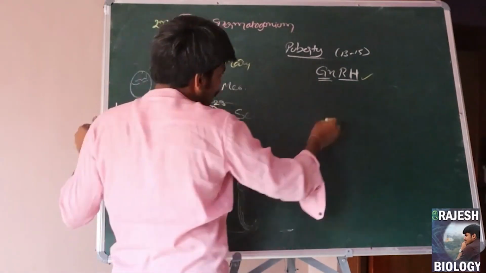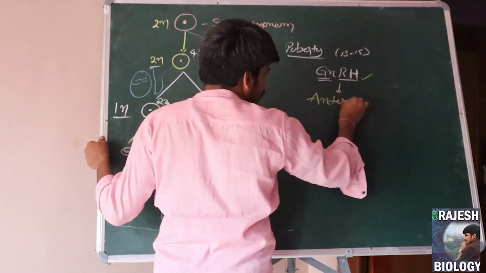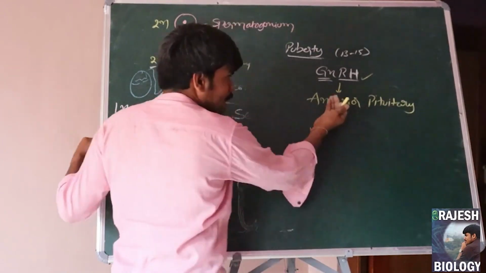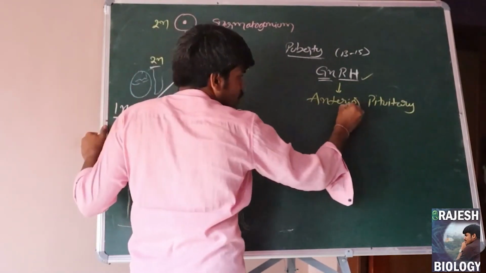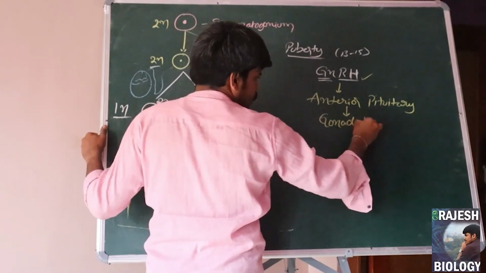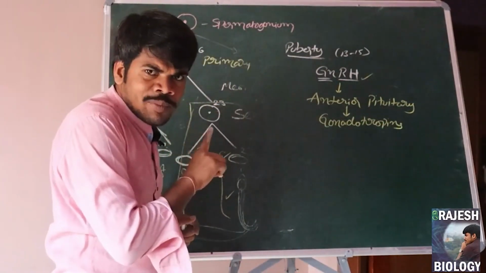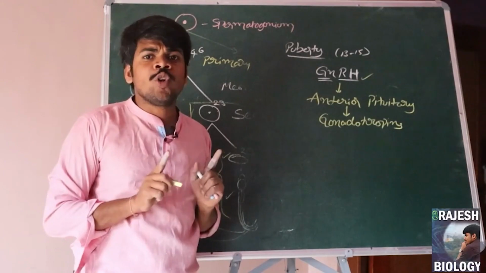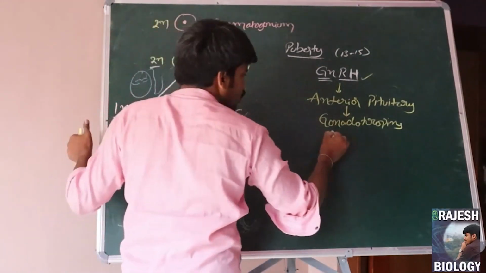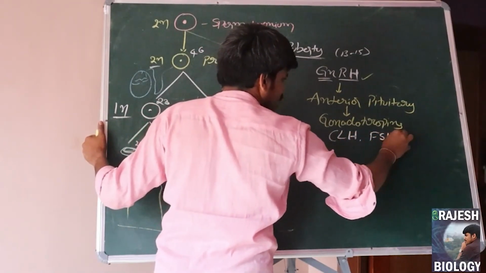So the hypothalamus sends an order, gonadotropin releasing hormone, and the pituitary gland, the anterior pituitary, by receiving this hormone, releases the gonadotropins. So don't confuse: gonadotropins are not secreted by the hypothalamus. Gonadotropins are secreted by the pituitary gland. What are the gonadotropins? Only 2 gonadotropins are there, that is LH and FSH.